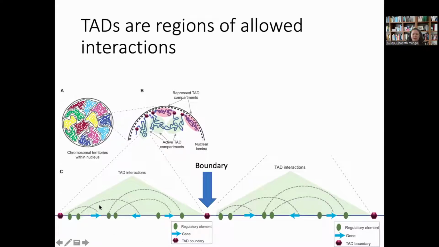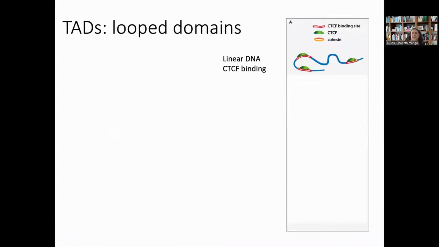So how are these generated? Let's look at this here. Imagine we have a piece of DNA. They are bound by a protein called CTCF. So this is a green protein here that binds regions in the DNA and can bind on the linear DNA.